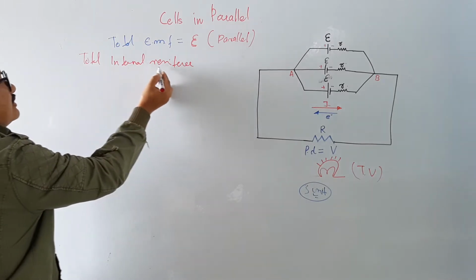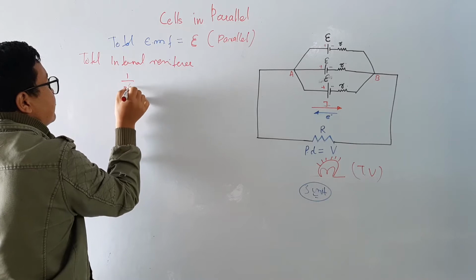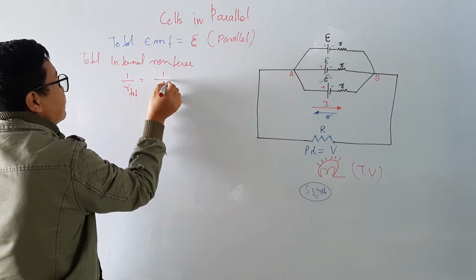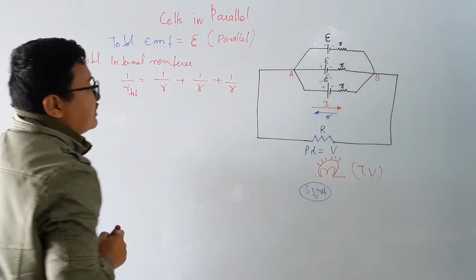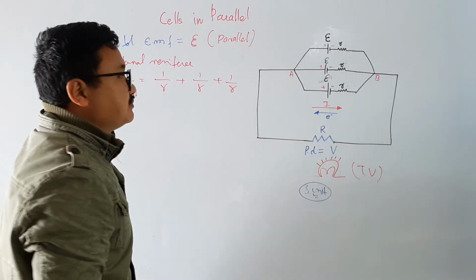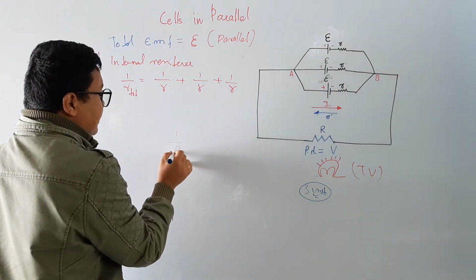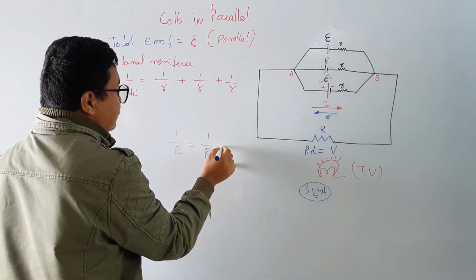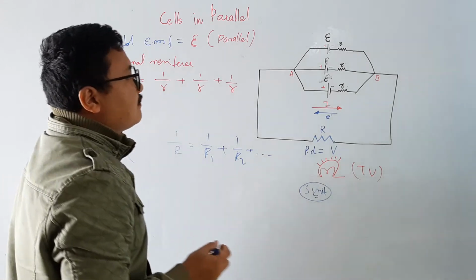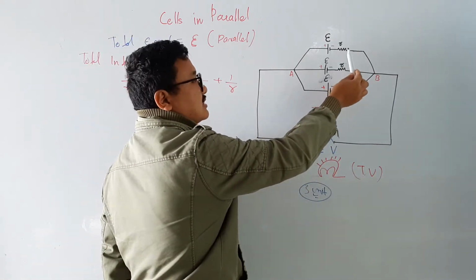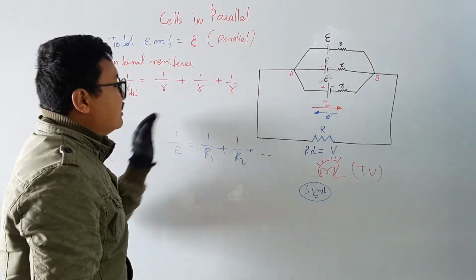So total internal resistance in this combination will be, say, 1 by R total is equal to 1 by R plus 1 by R plus 1 by R. We have derived this in parallel. These are in parallel. So in parallel, the total resistance 1 by R is equal to 1 by R1 plus 1 by R2 plus so on. But here all the internal resistances are R and R. So I don't need to write R1, R2 and R3.